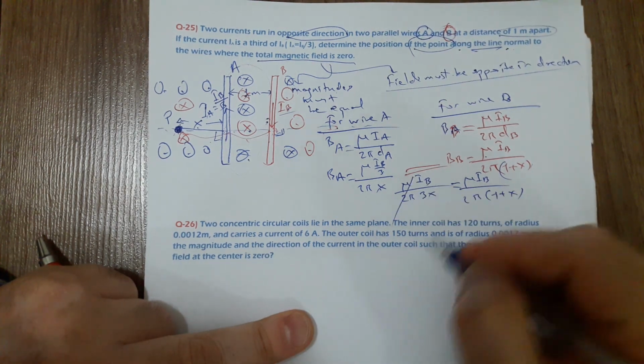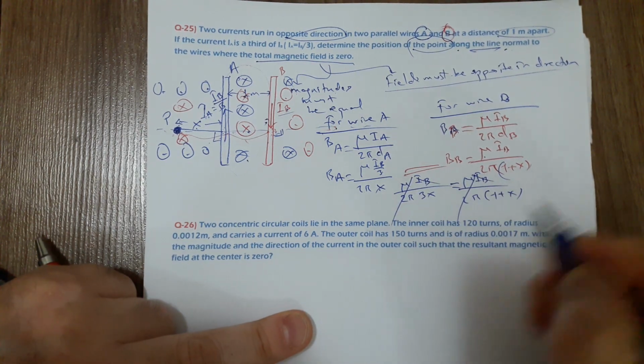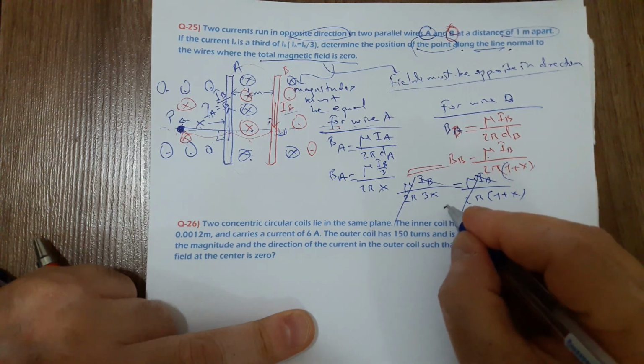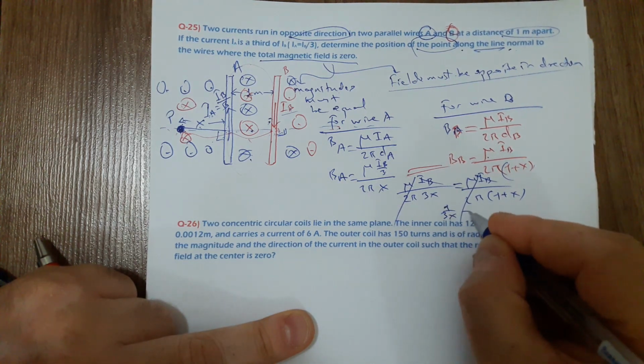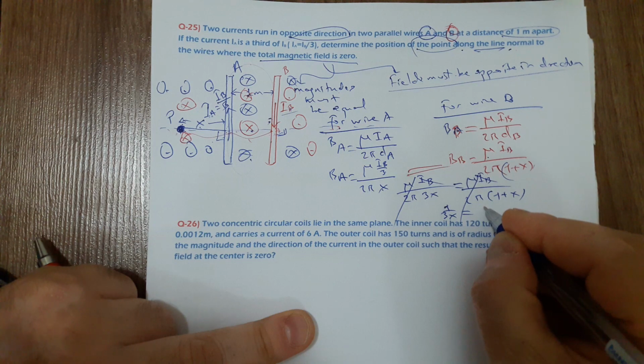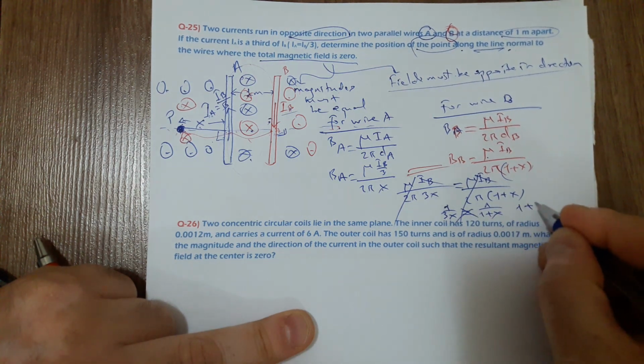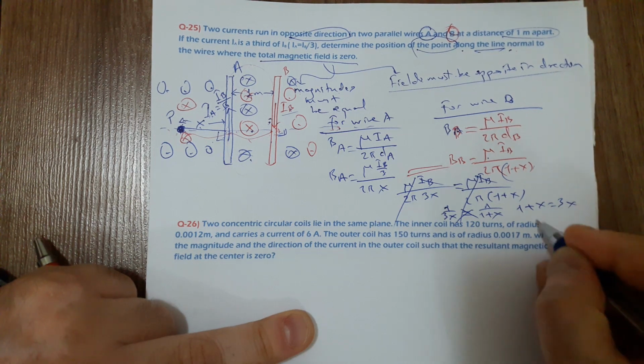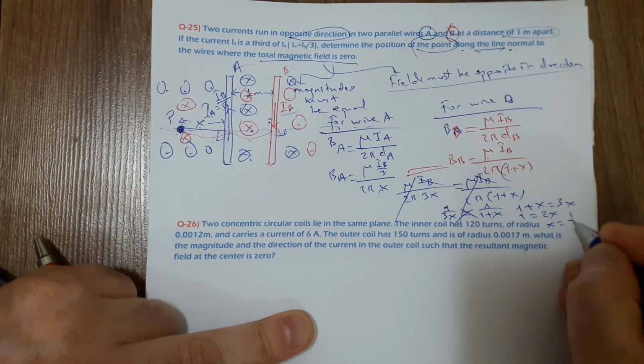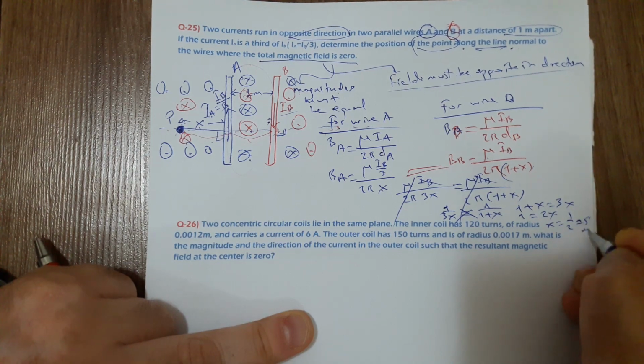So simplify mu over 2 pi, and I_B. So what's going to happen? 1 over 3x is equal to 1 over 1 plus x. Cross multiply: 1 plus x is equal to 3x. So 1 is equal to 2x, x is equal to 1 over 2, which is equal to 0.5 meters.